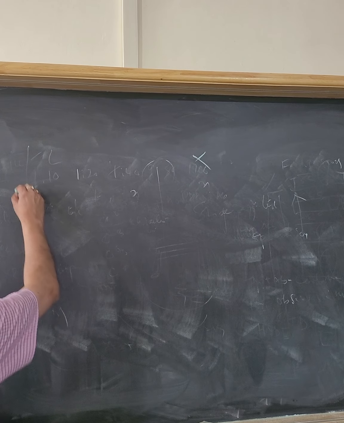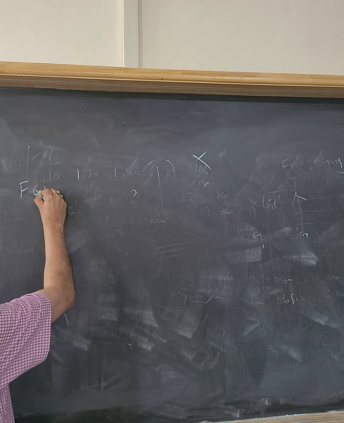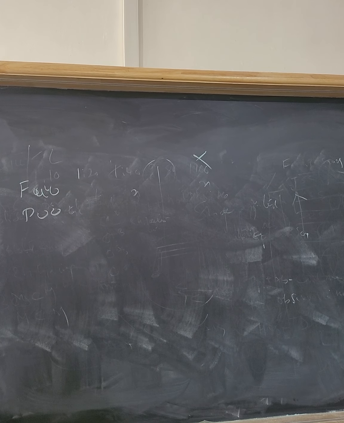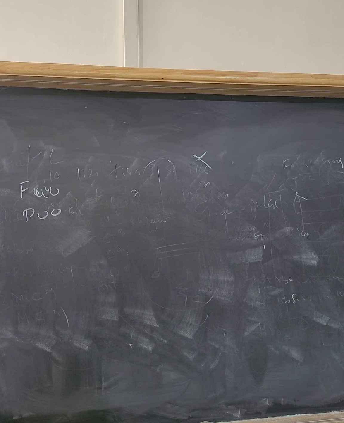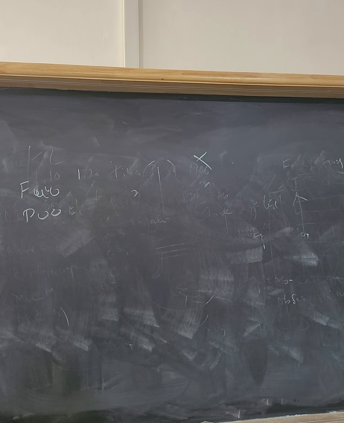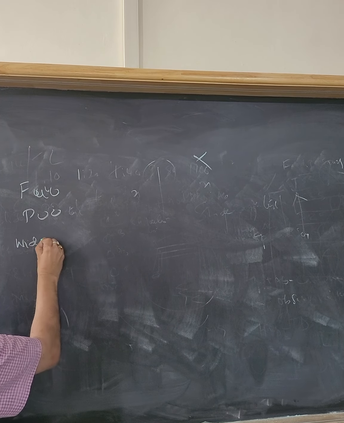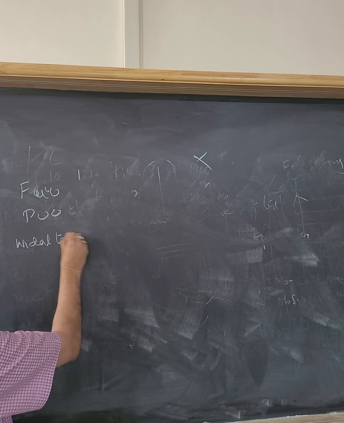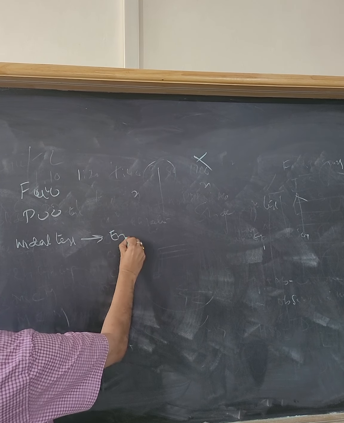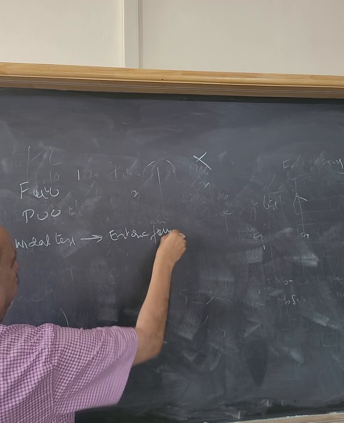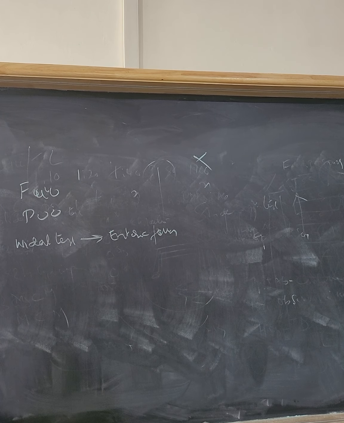Now coming to the tube agglutination, we do agglutination tests for FUO, or PUO, pyrexia of unknown origin, fever of unknown origin. The first and foremost test is the Widal test. The Widal test is done for enteric fever.